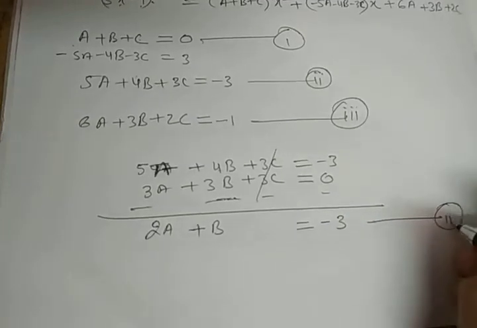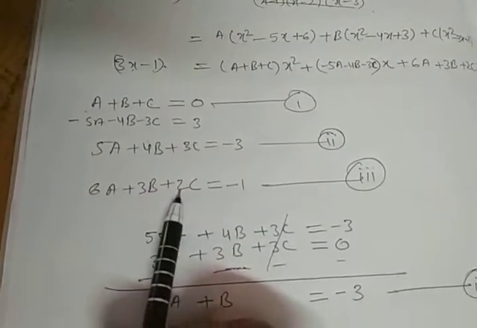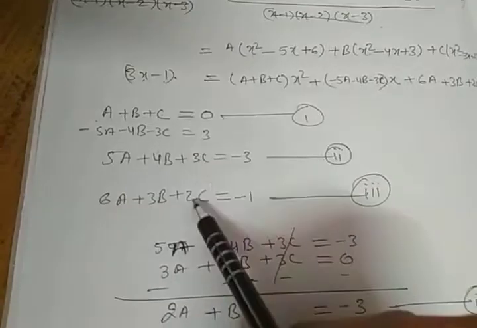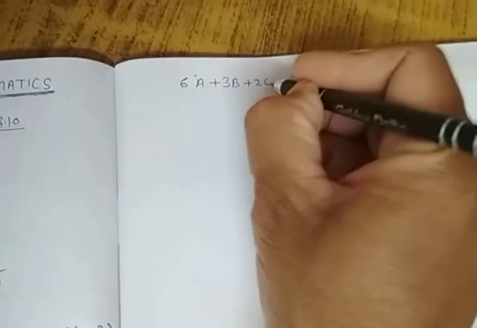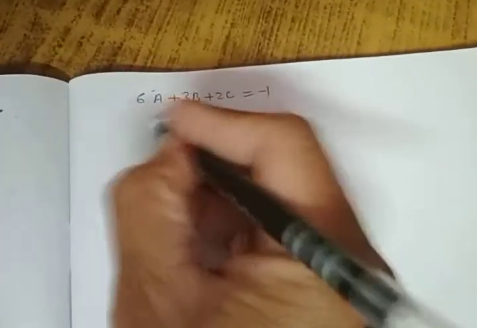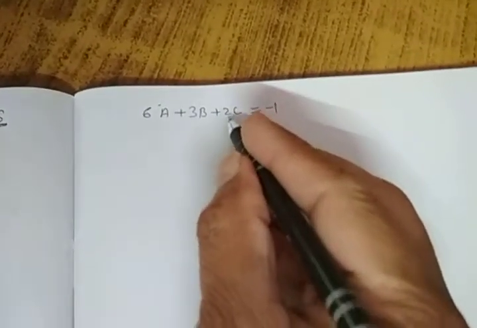One equation on A and B is from this. Now we are solving third and first. So third is 6A plus 3B plus 2C equal to -1, and multiplying first by 2, so 2C will be same.